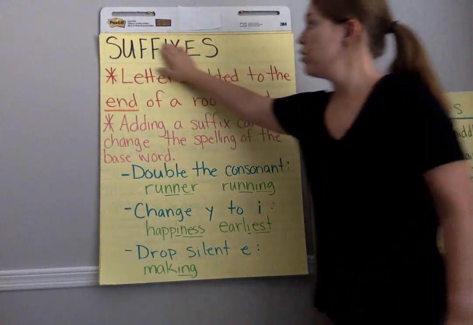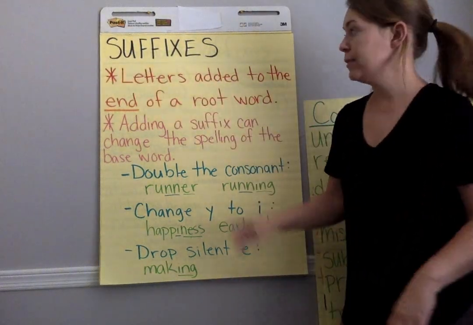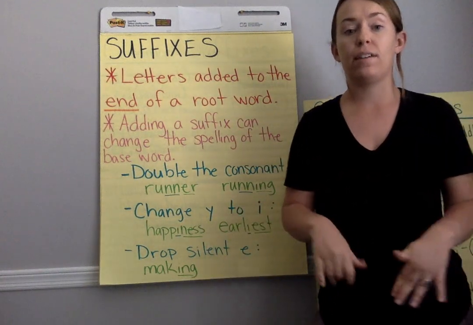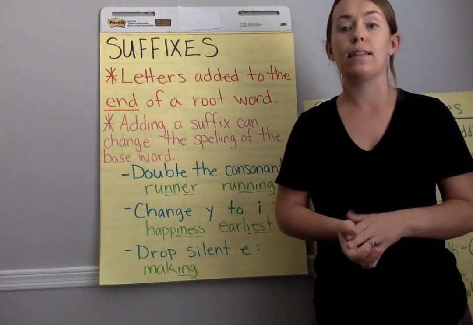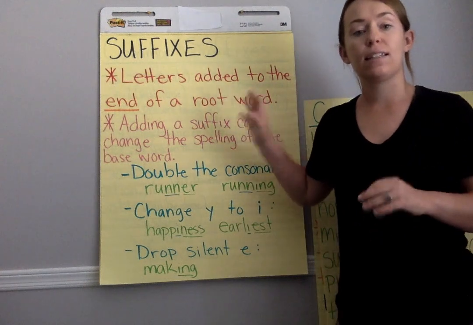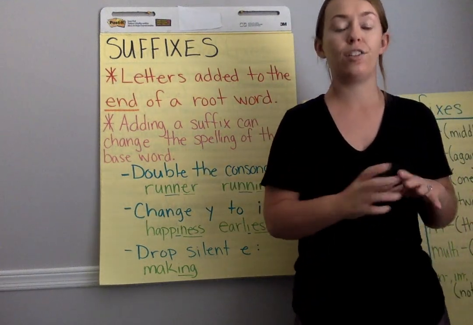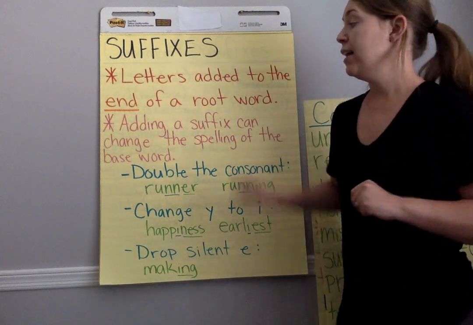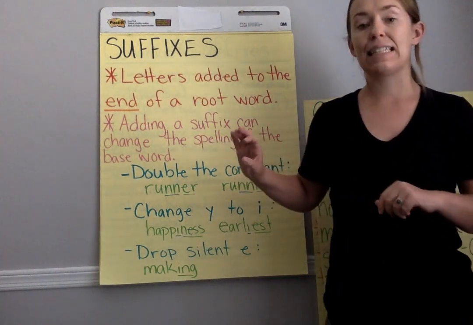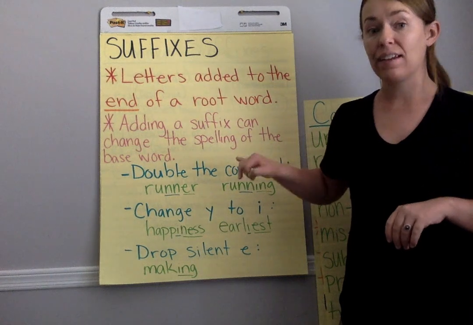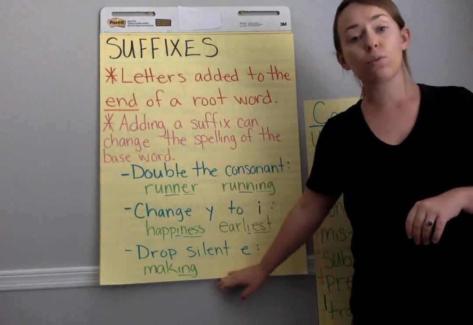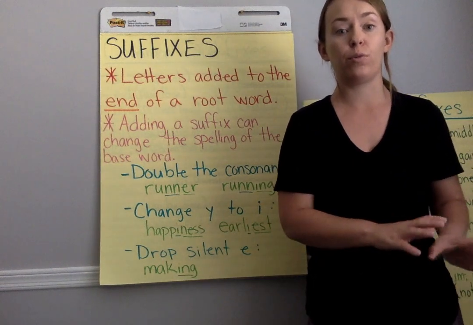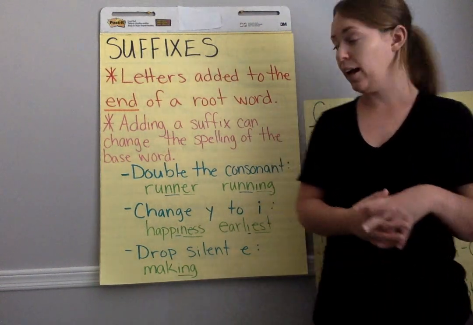All right, so we have our suffixes here. Now, again, these are just things to keep in mind before we talk about the different suffixes we are going to work with this week. So suffixes are the opposite of a prefix. They're letters that are added to the end of a root word, okay? Now, adding a suffix can sometimes change the spelling of the base word, and these are the rules that are really important for you to understand as we move through talking about suffixes, okay?